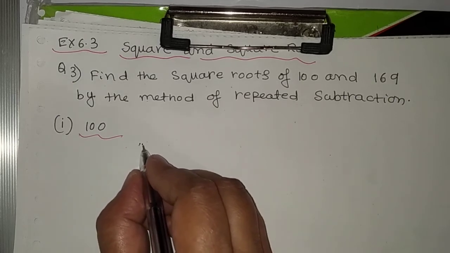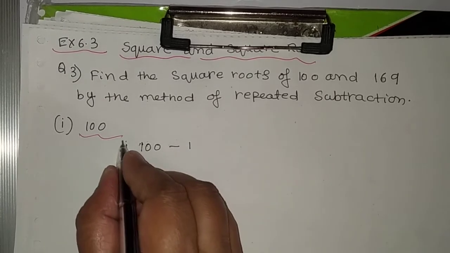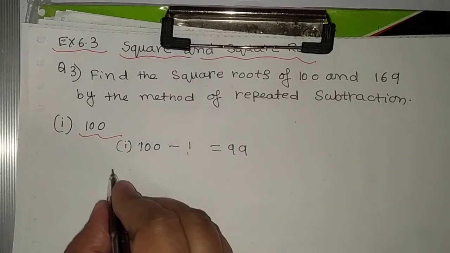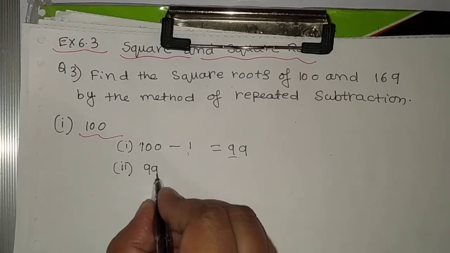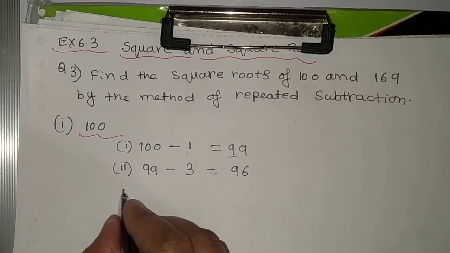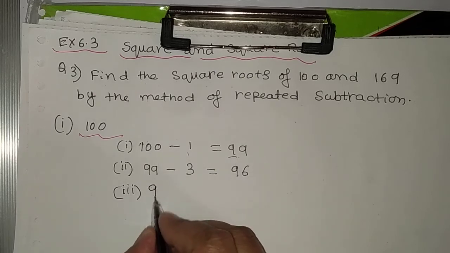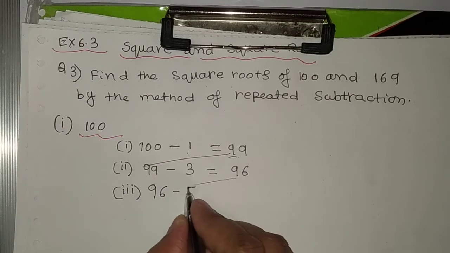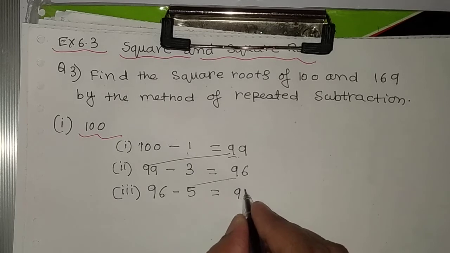In this repeated subtraction, first write 100. That is, give this as step 1. 100 minus 1 is 99. Write all the odd numbers this side. Second step, take 99 minus the next odd number, 3, which is 96. Like this it goes. 96, next odd number is 5. 96 minus 5, you will get 91.